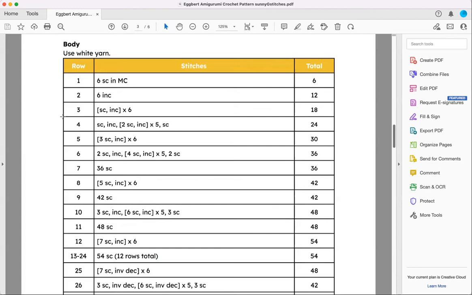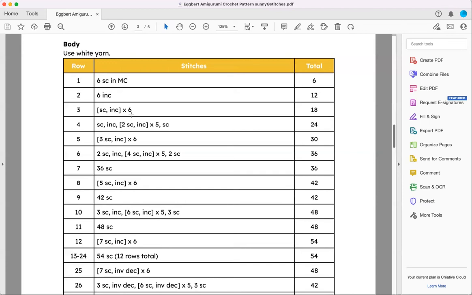Moving on to round 3, you're starting to see the repetition in your pattern. Whenever I have a repeating set of stitches, I always put that in these square brackets. So you're going to look at what's in your square brackets and repeat it X amount of times. Specific to round 3 of this amigurumi, you're going to do a single crochet followed by an increased stitch, and you're going to repeat that process 6 times in order to complete this round.